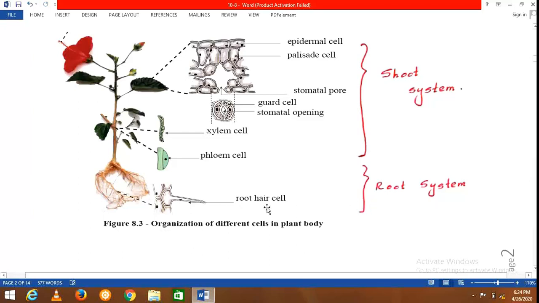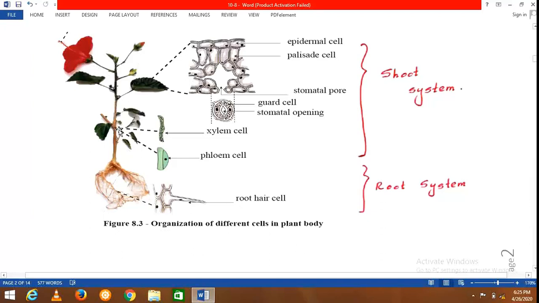So the root system consists of, as this is a dicot, a taproot as well as lateral roots. And these roots consist of root hair cells. And when we consider the shoot system, there are leaves, the stem, flower buds and flowers.